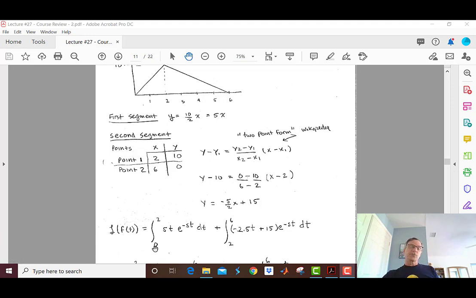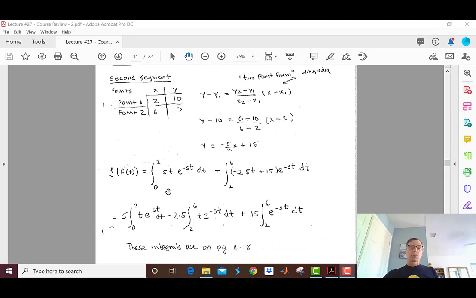It's the integral from 0 to 2 of f of t, which is 5t, here it is, times e to the minus st dt, plus my second function, which is going to be the integral from 2 to 6 of this line, minus 2.5t plus 15, times e to the minus st. So I just have to work these integrals.